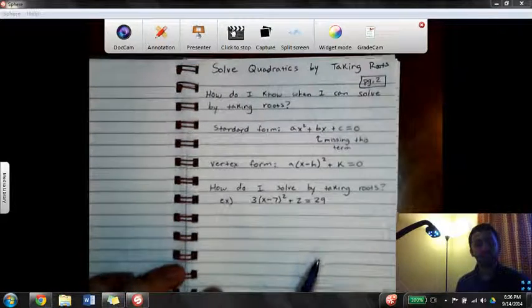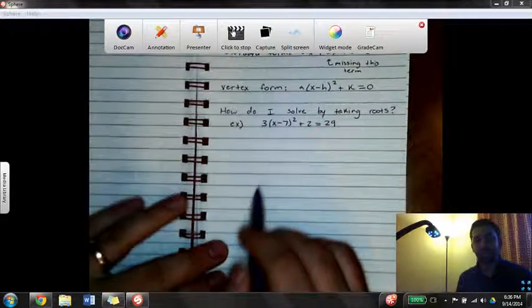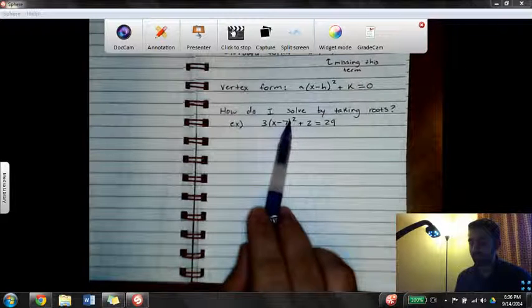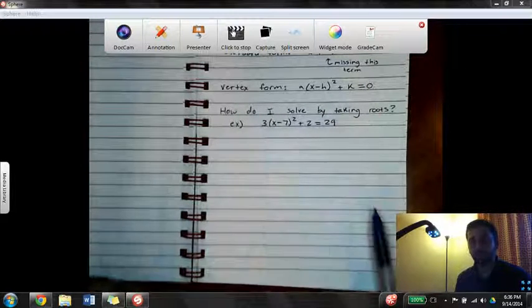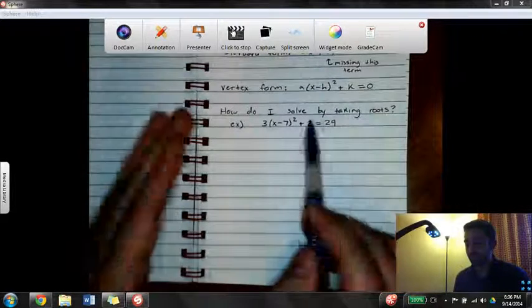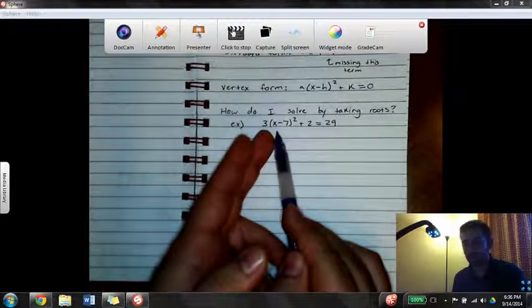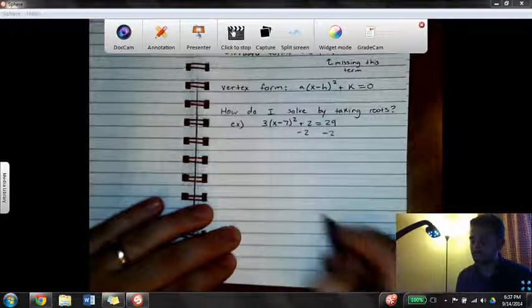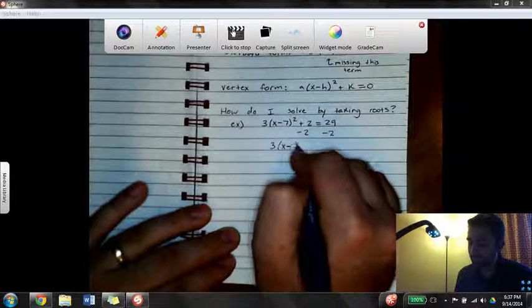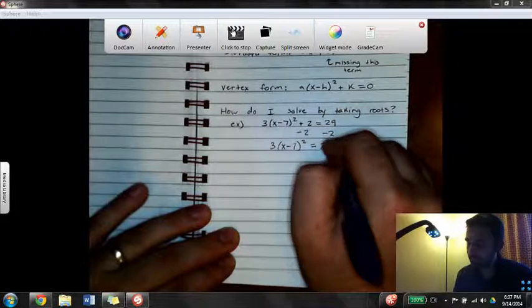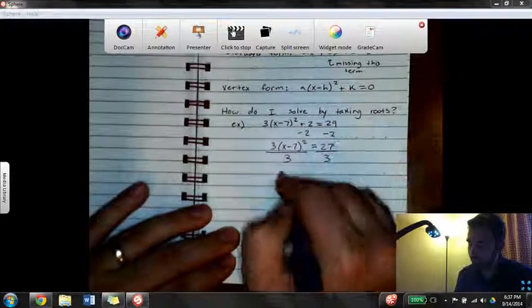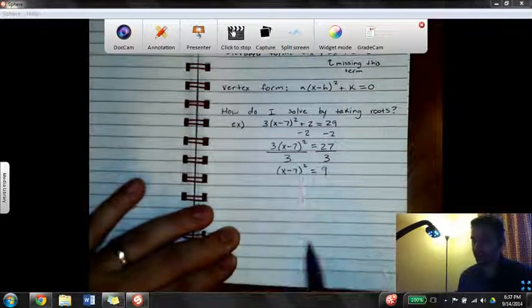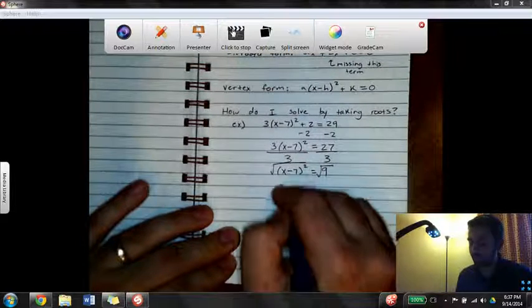So how do I solve by taking roots? In the example here, we have one variable that has an exponent tacked onto it, and we're going to have to solve algebraically. If you remember, we're going to work from the outside in to get to our x and isolate it. So our first step is subtracting 2 from both sides, and then dividing by 3. And then to get rid of the exponent, we take the square root of both sides.